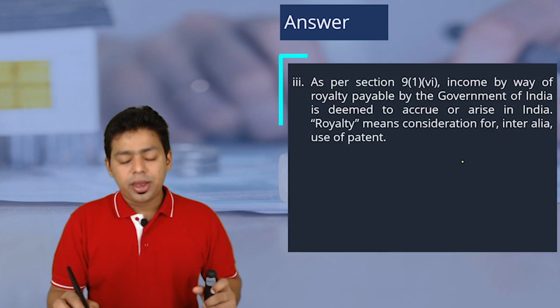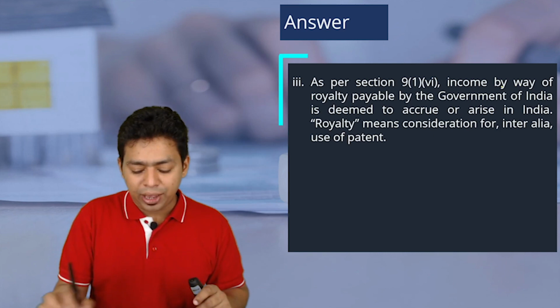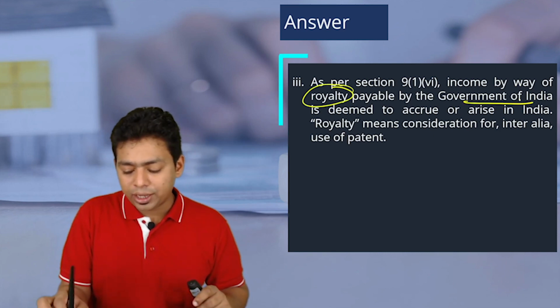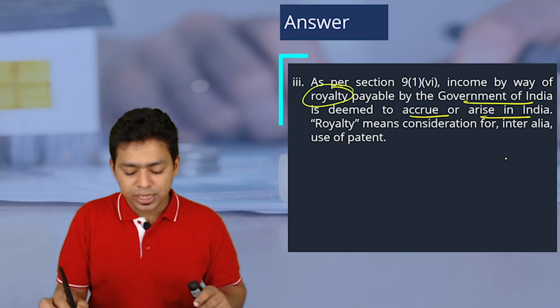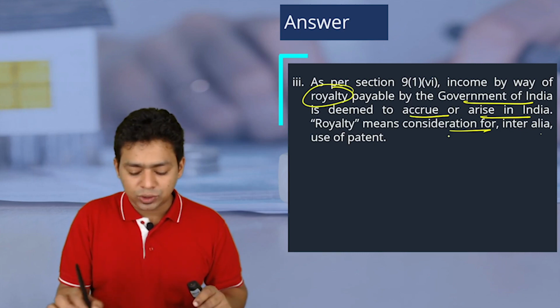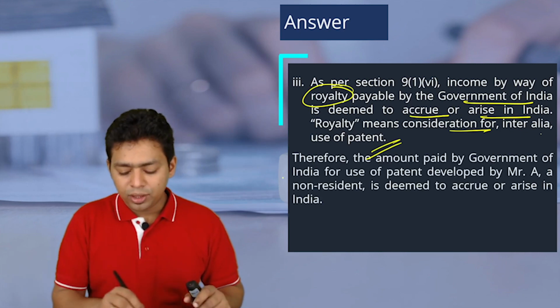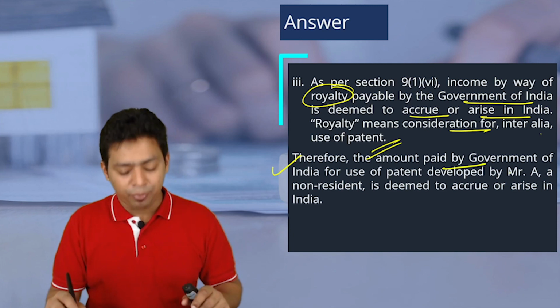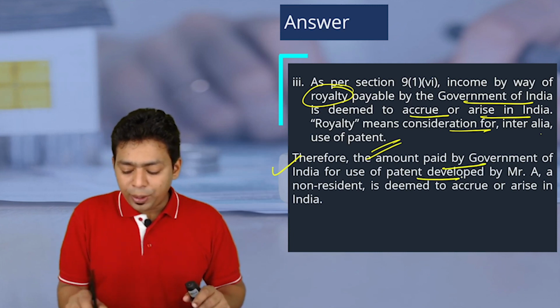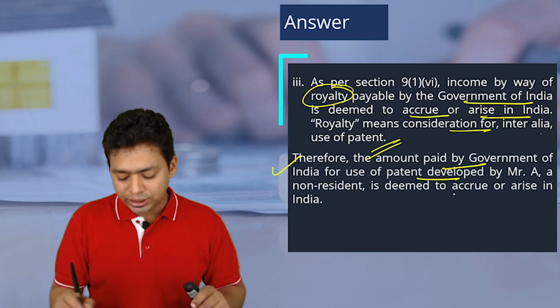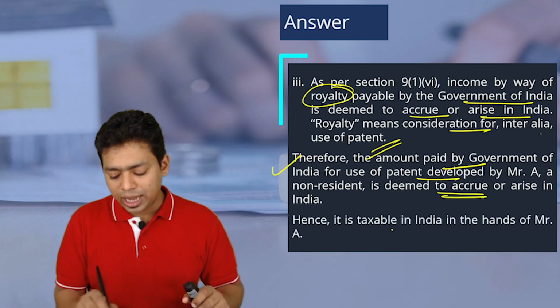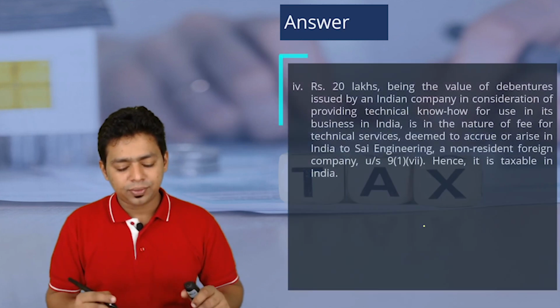Next one. As per section 9(1)(vi), income by way of royalty payable by the government of India is deemed to accrue or arise in India. So royalty means consideration for use of patent, that is okay. Therefore, any amount paid by the government of India for use of patent developed by Mr. A, who is a non-resident, is deemed to accrue or arise in India, and he is liable to pay tax in India. That was very simple.